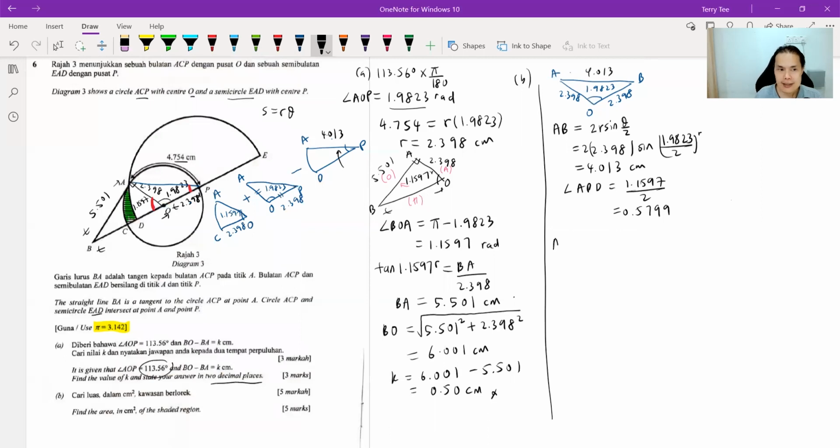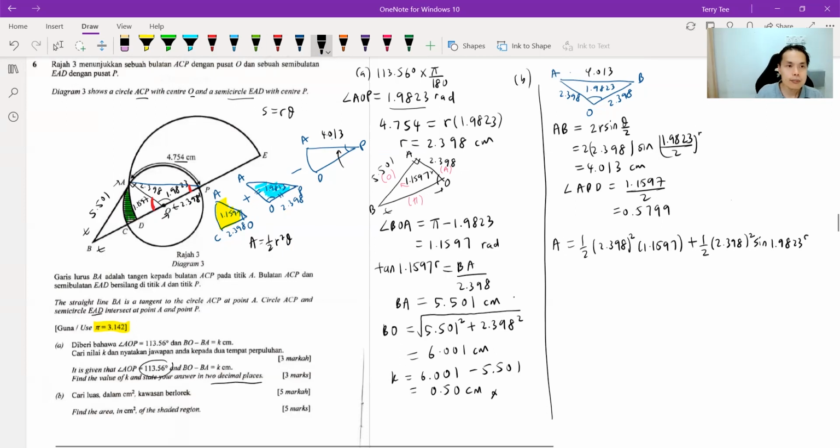Now let's put them all together. Let's start off by finding the area of this sector. This sector is half times 2.398, your R, squared, times theta. Remember, area of sector is half R squared theta. My theta is 1.1597. Then you plus the area of the triangle. For this triangle I'm going to use half AB sine C. Half of AB, in this case 2.398, since A and B are the same, so we can just square it, times sine of the angle in between, 1.9823 in radian. Then you minus this area over here, which is the area of the sector. We minus half times 4.013 squared times theta, which is 0.5799. I must say, this is not difficult, it's just very, very long.